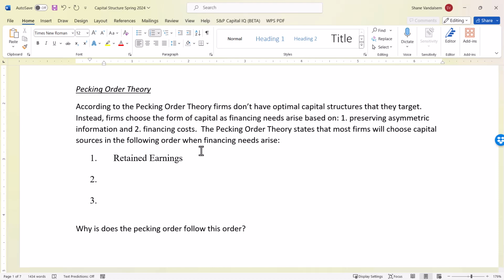They don't have to share any information to retain earnings because it's already being generated by the firm. And there's no financing costs associated with it because they're not having to go out and issue new securities in order to get that money. The second is new debt.